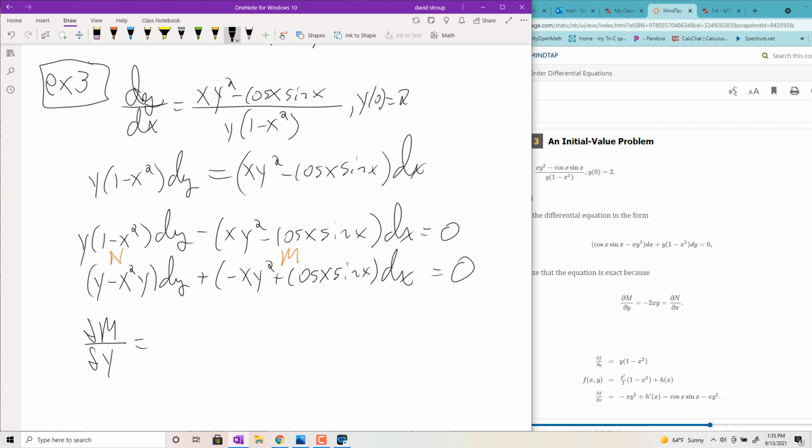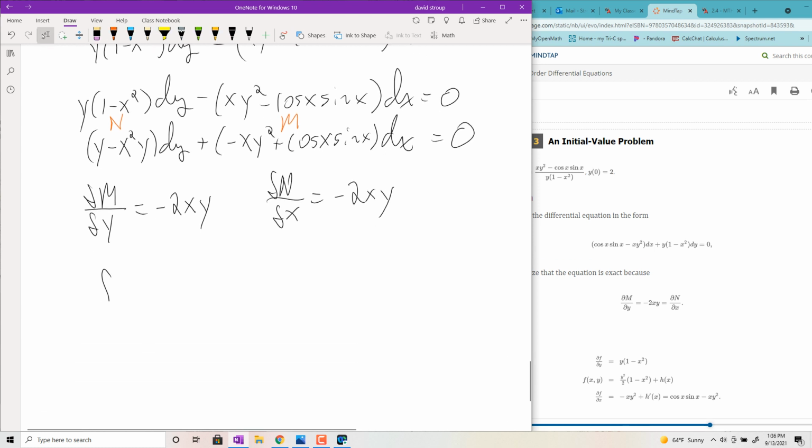Okay. So anyways, the partial then of m with respect to y is going to be negative y squared with respect to y, so negative 2xy, and then the cosine x sine x is just 0. Then the partial of n with respect to x is going to be, the y will be 0, and then minus 2x, so that works. So those are equal, and we're good to go.